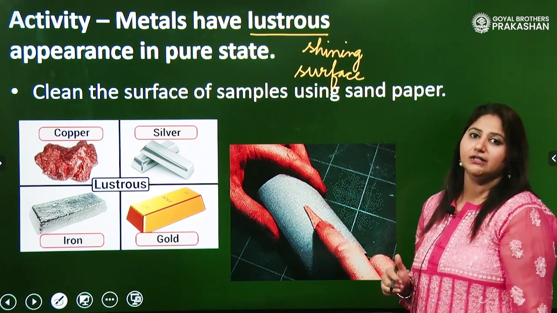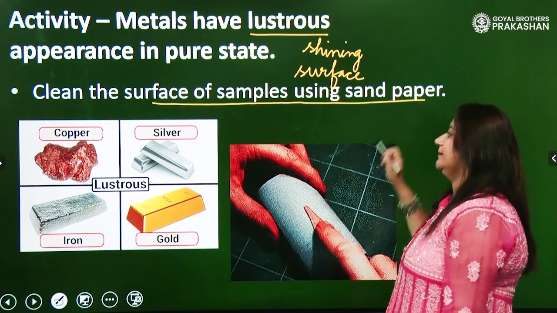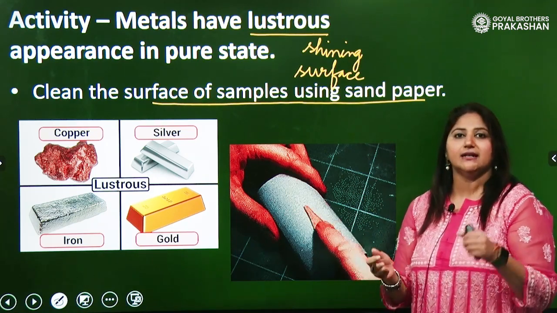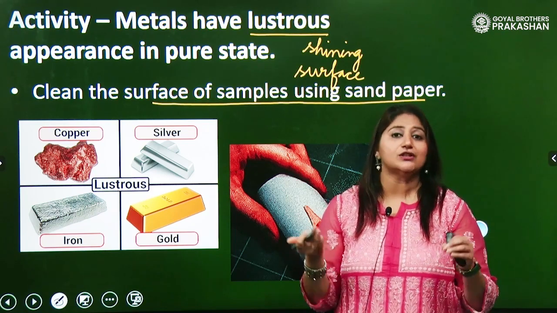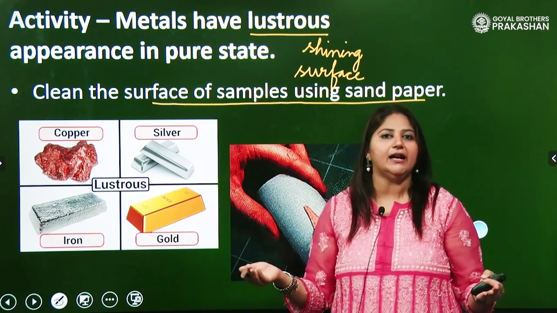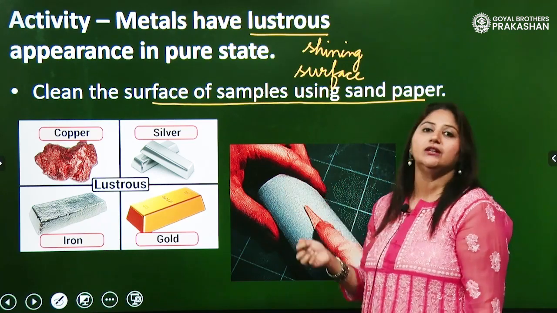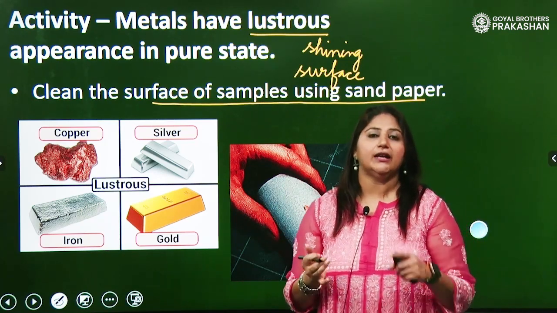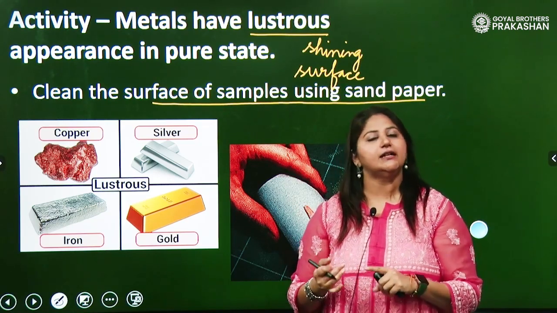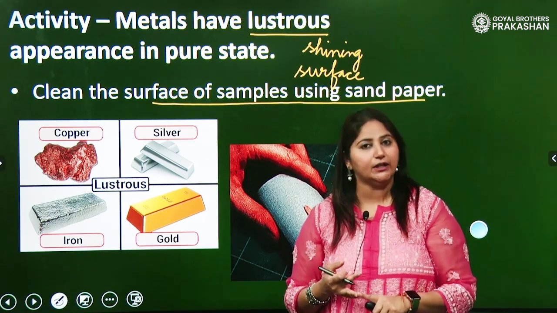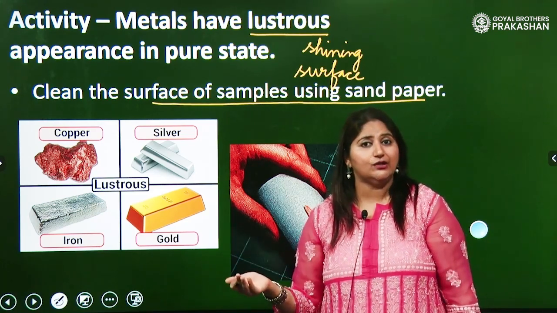So, for that activity, we will clean the surface of the samples using sandpaper. So, this is how we do. We take a sandpaper, we rub on the surface of these metals, and if they show a shining surface, it will prove that they have lustrous appearance. So, which samples can you use from the chemistry lab? You can take iron nail, magnesium ribbon, or copper wire, or else you can also take zinc granules, right?